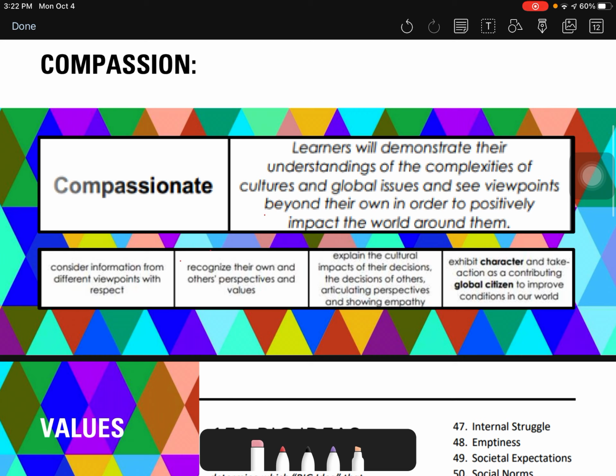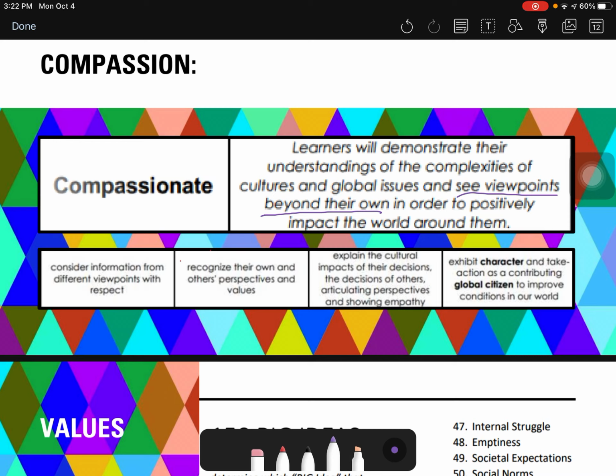Well, let's look at a definition, or the objective, I guess, that's been set out by our school. Learners will demonstrate their understanding of the complexities of cultures and global issues and see viewpoints beyond their own in order to positively impact the world around them. So if we look at this part, see viewpoints beyond their own, that's a really important part of being a writer.